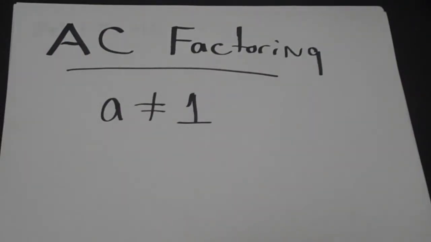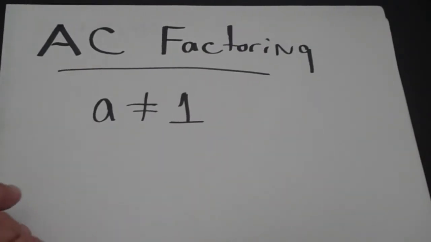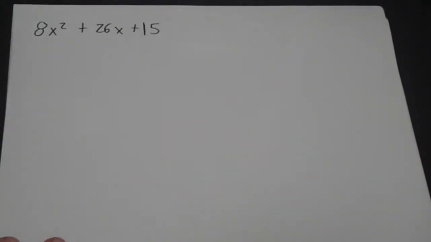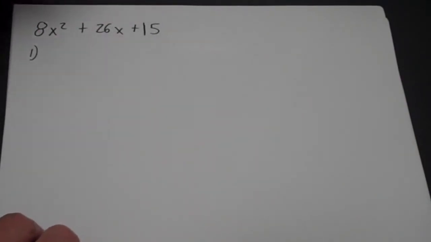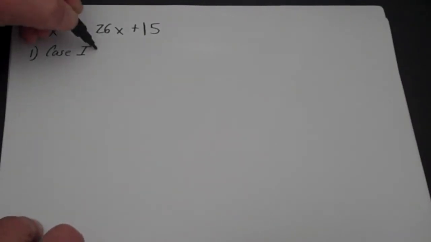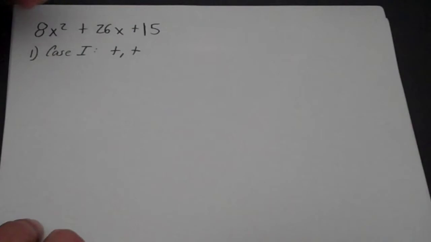Okay, let's look at the next problem, which is AC factoring when A is not equal to 1. So let's look at the problem 8x squared plus 26x plus 15. Well, the first step is you try to determine what case it is, that is, what the signs of the two binomials will be. Since this is a plus and a plus, that's what I call case number 1, and in case number 1, the answer will have two pluses.